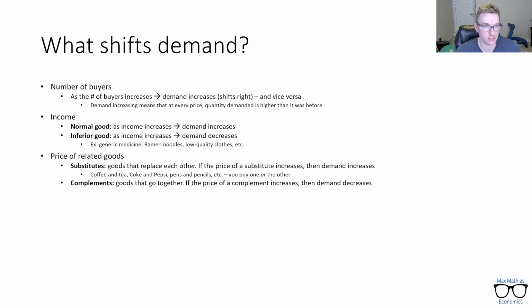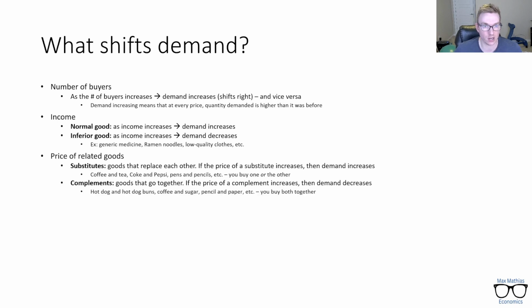With complements, this is the exact opposite. Notice the spelling here. After the L, it's an E, not an I. Compliments with an I is something like, hey, you look nice today. Compliments with an E are things that go together, right? So basically you are buying them together. It's an "and" purchase. And the rule here is if the price of a complement increases, then demand decreases, right? Basically you're buying a bundle. And if one of those component elements becomes more expensive, you're going to buy less of the bundle.